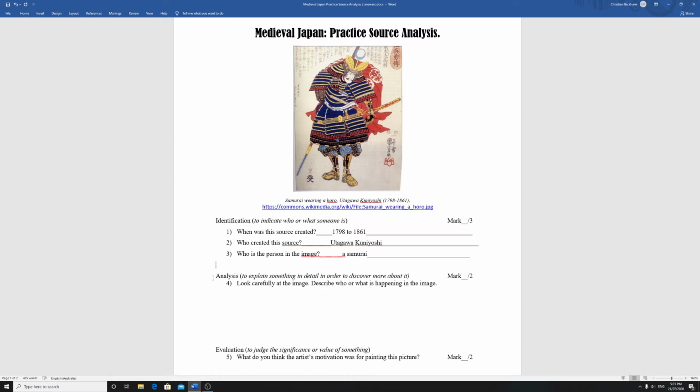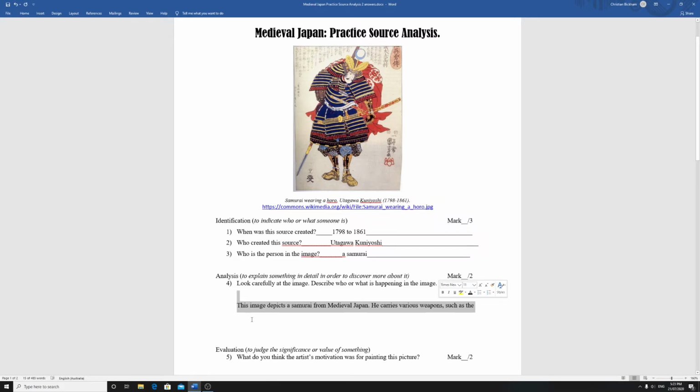The next question is asking me to analyse the source. And analysis is to explain something in detail in order to discover more about it. Which means that my response here will need to be a bit more detailed than my dot pointed, short responses here. And the question is asking, look carefully at the image, describe who or what is happening in the image. And so I look back up here, and here's a samurai, of course, and let's see what my response is here. Highlight it all.